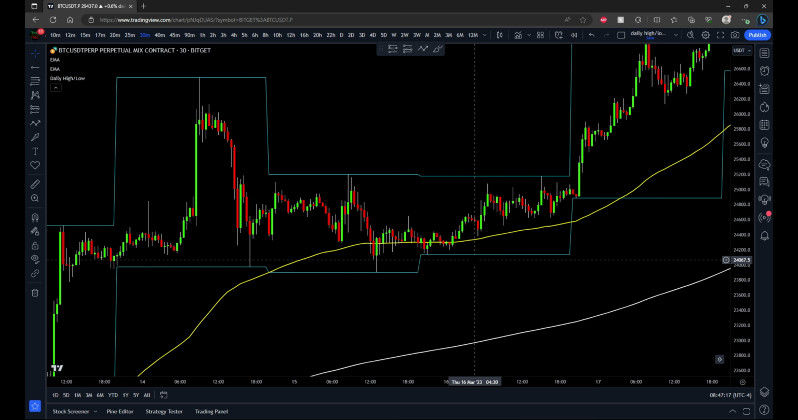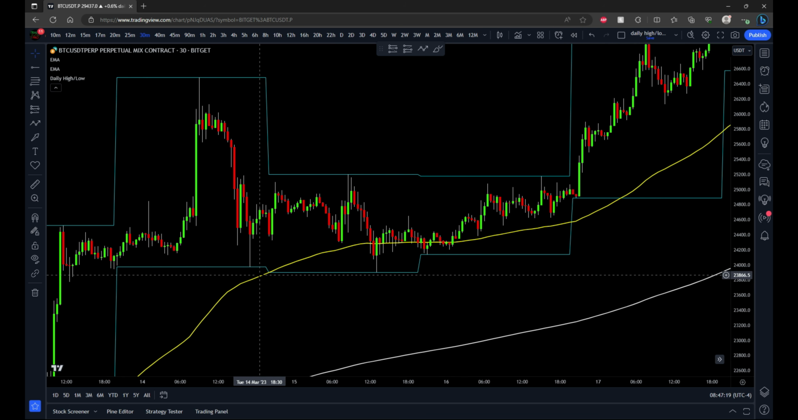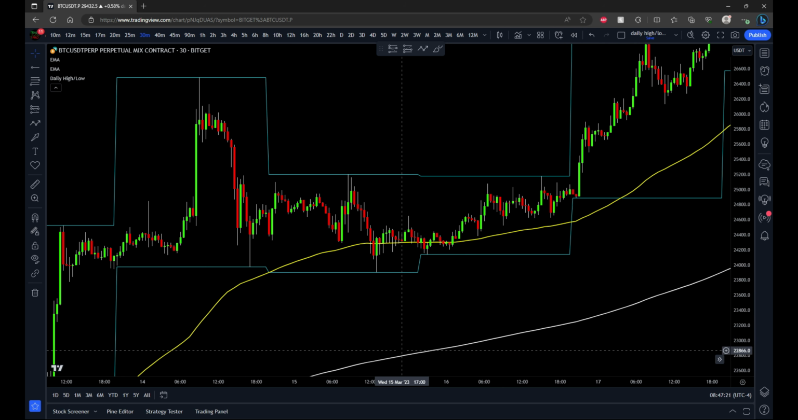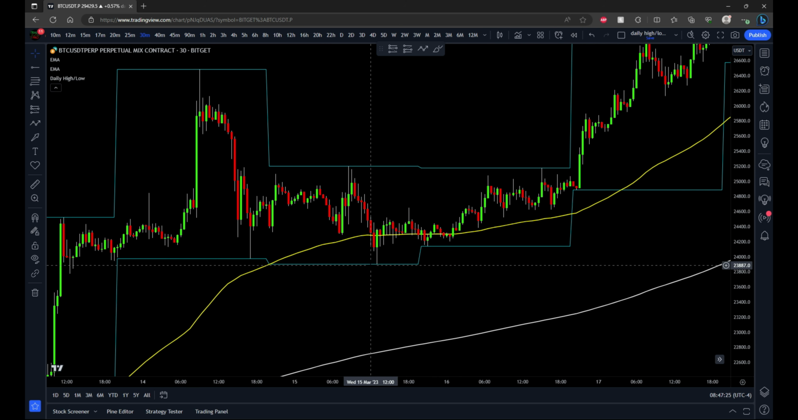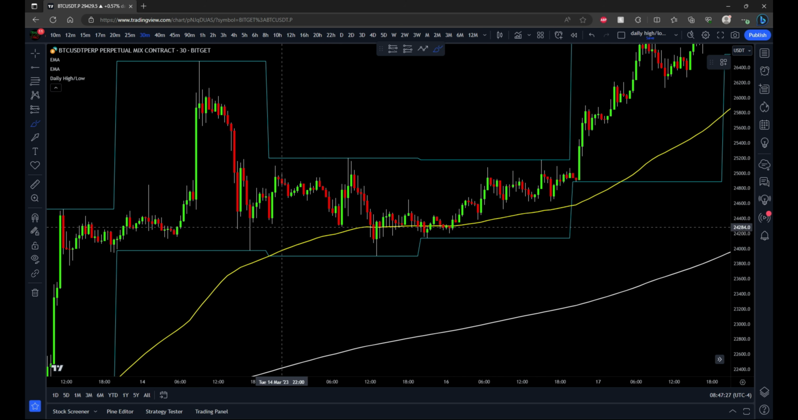So here is an example in an uptrend. So we have 50 period exponential moving average over the 200 period. So only looking for sweeps on previous day's lows. And we get that right here.